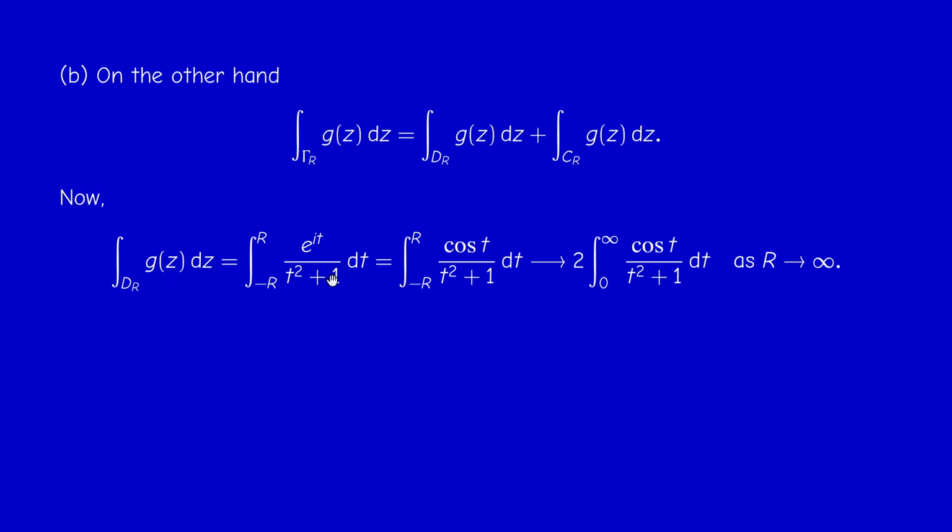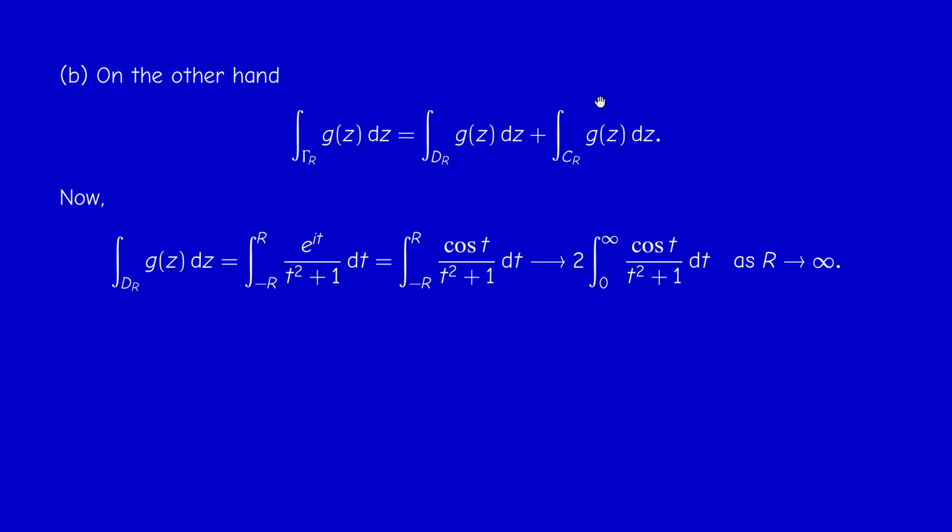We did something similar before. When I separate the real and imaginary parts, the integral of sine t vanishes because sine t is odd and t squared plus 1 is even. So the imaginary part vanishes, and we are just left with the real part. This integral converges to twice the integral from 0 to infinity of cosine t over t squared plus 1 dt, as r tends to infinity. Don't try to compute it, because that is the purpose of the exercise, so I leave it as it is.